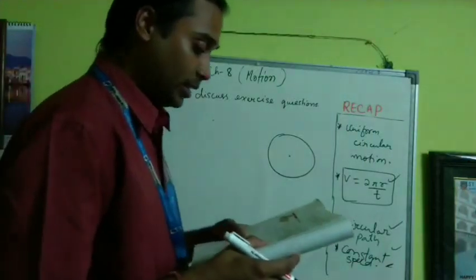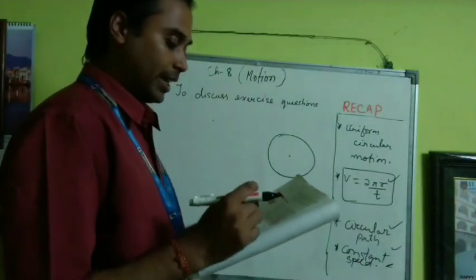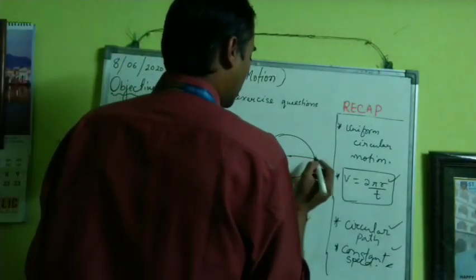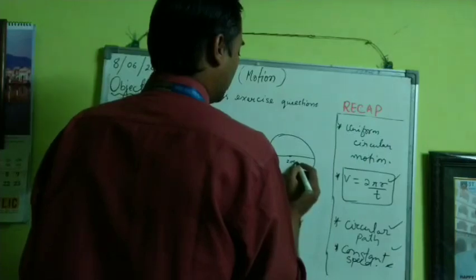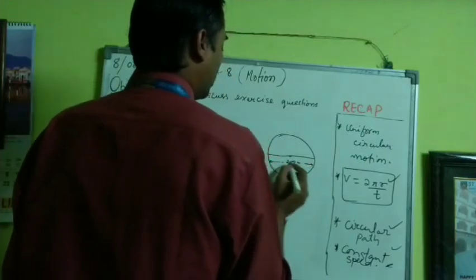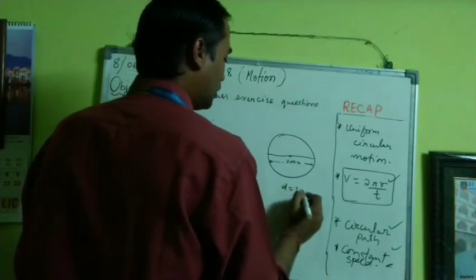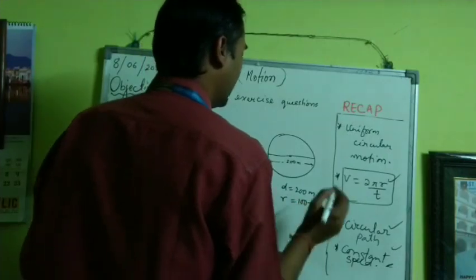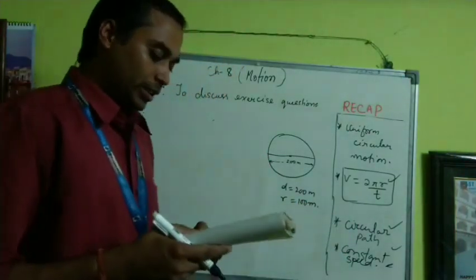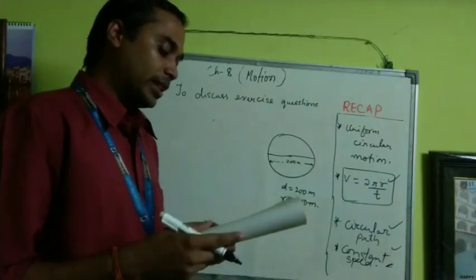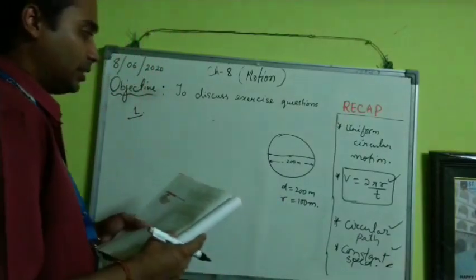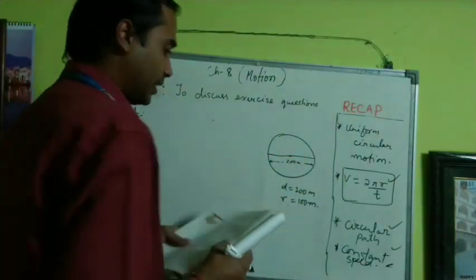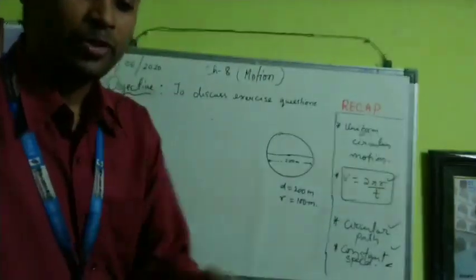Now what else is given? The diameter of the circular track is 200 meters. So if diameter is 200 meters, radius will be half of the diameter, so that is 100 meters. Then what will be the distance covered and the displacement at the end of 2 minutes 20 seconds? Now time required to complete one round is 40 seconds. So let us write stepwise.